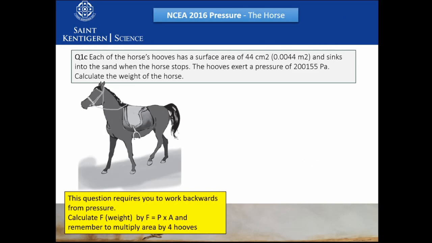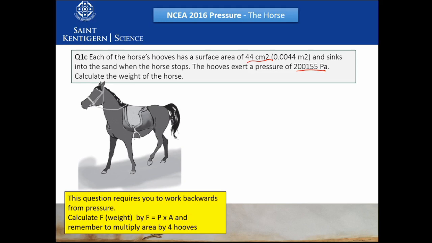Okay, we also looked at the horse, and its hoof had a surface area of 44 square centimeters. You divide that by 10,000, then it gives you the area in square meters. It sinks in the sand when the horse stops, and the hooves exert a pressure of that amount. Calculate the weight of the horse.